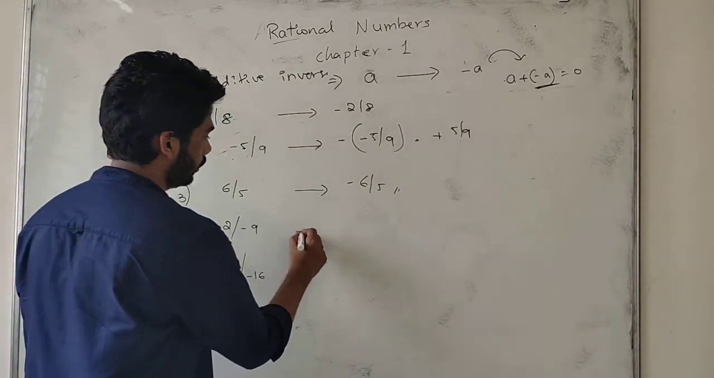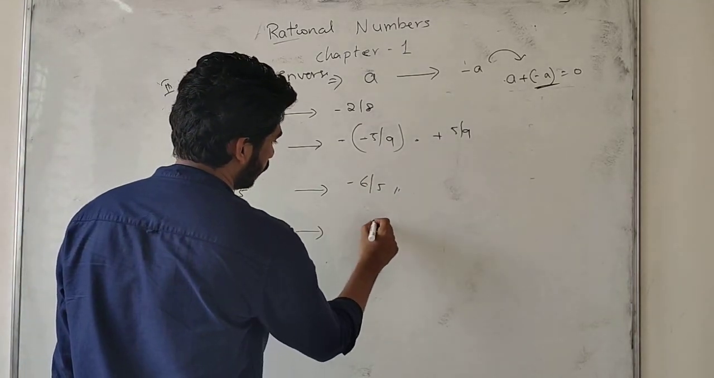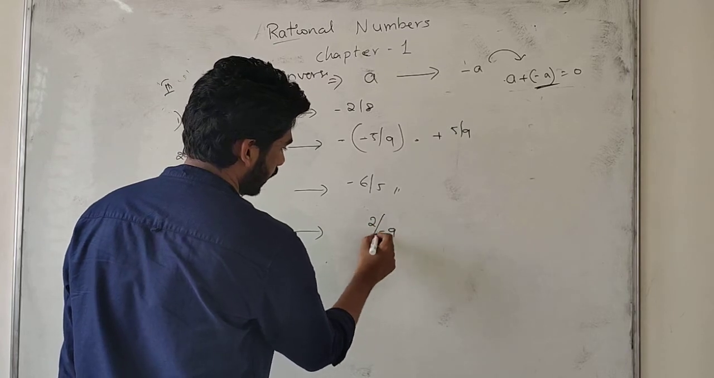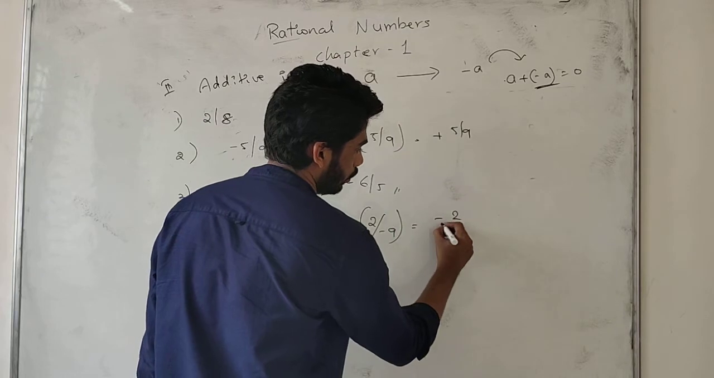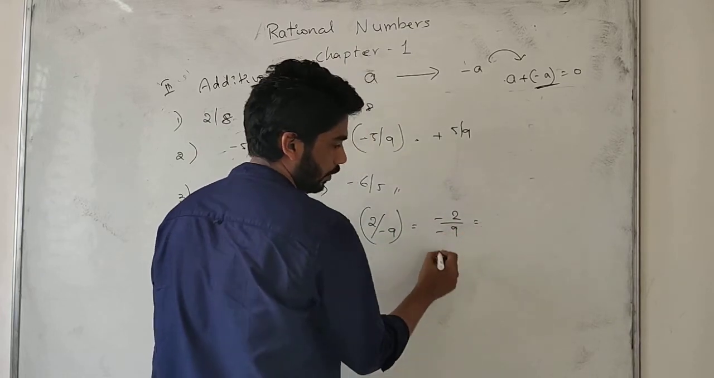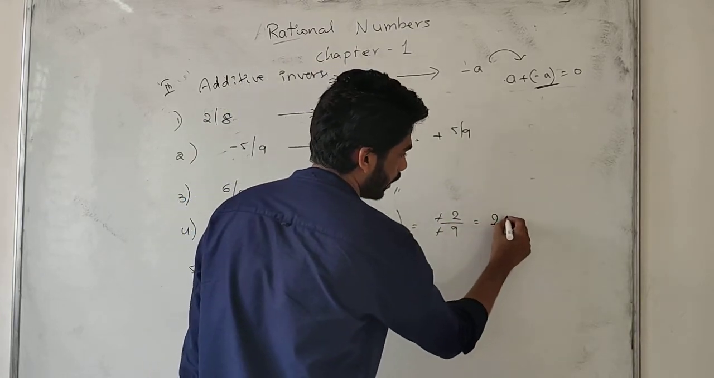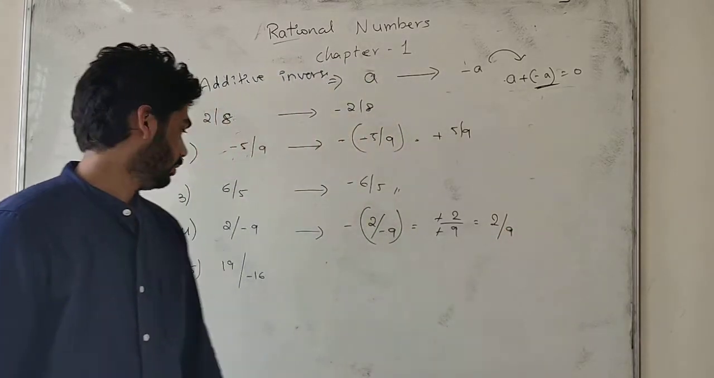Okay, next one. 2 by minus 9 will be there. So we have to apply minus, so minus means minus 2 by minus 9. The minus signs will cancel, so your required answer will be 2 by 9.